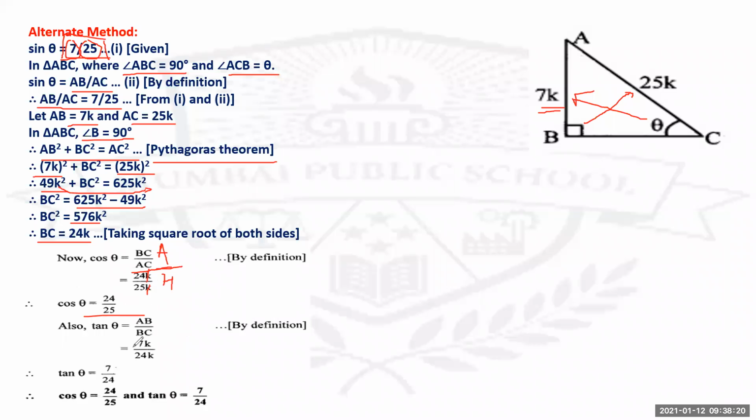And similarly, tan theta is the opposite side upon the adjacent side. So just substitute the values 7k and 24k. The k up and down get cancelled. You will be left with tan theta equals 7 upon 24. So therefore, cos theta is 24 upon 25 and tan theta is 7 upon 24. You can solve this using any of the methods which you find easy. So I'm repeating this: you can do this by any method, the method which you find easy to solve. Is this clear to all the students?